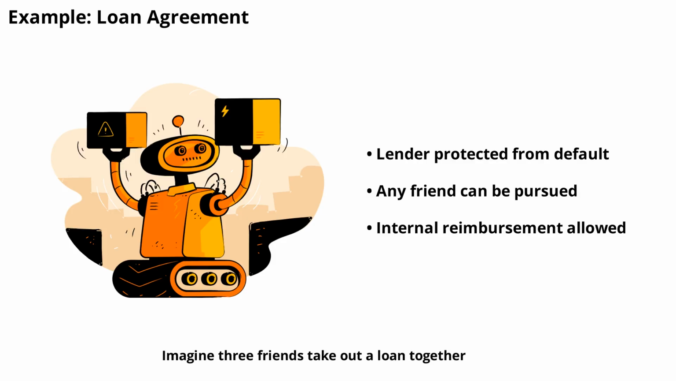Imagine 3 friends take out a loan together. Under joint and several liability, if one friend cannot pay, the lender can demand the full repayment from the other 2, or even just one of them. This protects the lender's interests, making sure they can recover their money even if one borrower defaults. The paying friend can then try to collect the unpaid share from the friend who didn't pay.